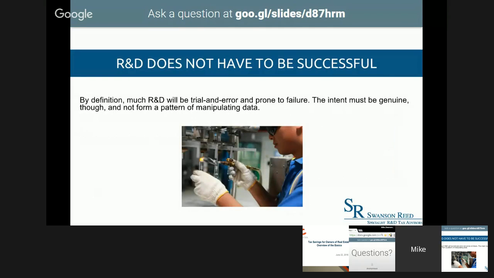Again, R&D does not have to be successful. Trial and error, by definition, involves mistakes. There's going to be failures. But as long as there's not any kind of indication that data is just being manipulated to get a credit, the IRS will allow those expenses.